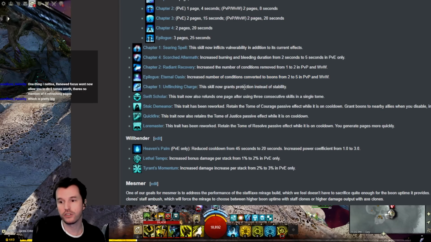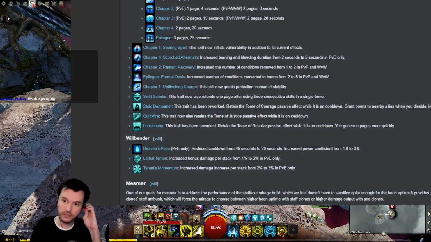Chapter 1 Unflinching Charge now grants protection instead of stability. That was basically the auto attack, the basic attack of Courage, spamming stability in front of you. You still have other ways of giving people stability, but it is no longer on that button. Swift Scholar trait.